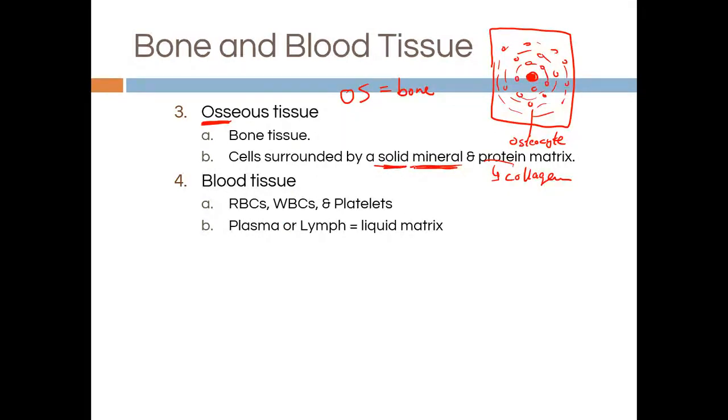Okay, so the key of osseous tissue is that it has a solid matrix. It's the only tissue that's a completely solid matrix, not a gel, not a bunch of protein, but actually solid. It's actually made of minerals. Great. Blood, on the other hand, is the only tissue that has a completely liquid matrix.